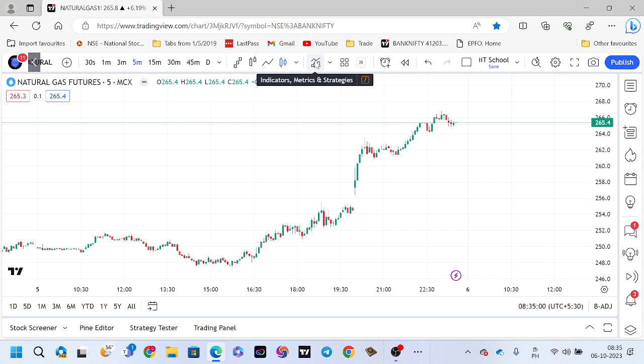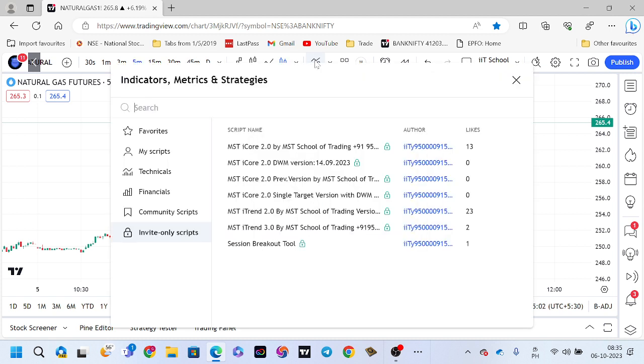Next thing, go to the indicators here. If we click here, you will find all the options like favorites, my scripts, technical, financial, community scripts, and invite only. In the invite-only mode, you will have only one indicator, whereas I have many, because I give them depending on the users and requirement. If they attend our price action course, I will give a different indicator. If they attend our option trading course, I will give a different indicator. If they want only our MS Striker 2.0, I will give that. And for different lifetime members, I give different features based on their requirement. But our indicator setting is the same.